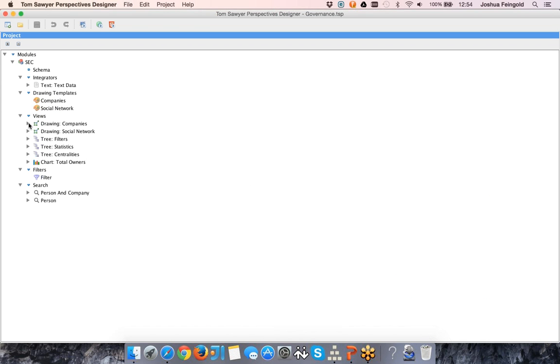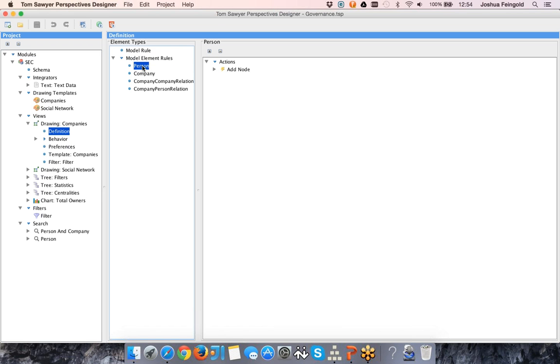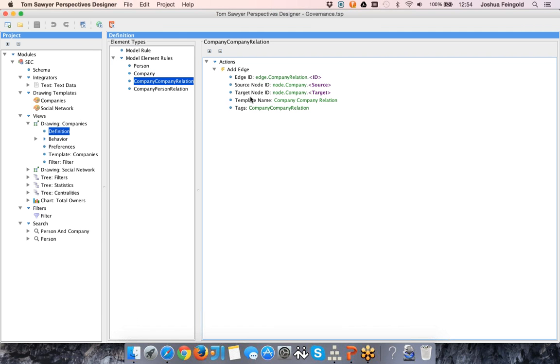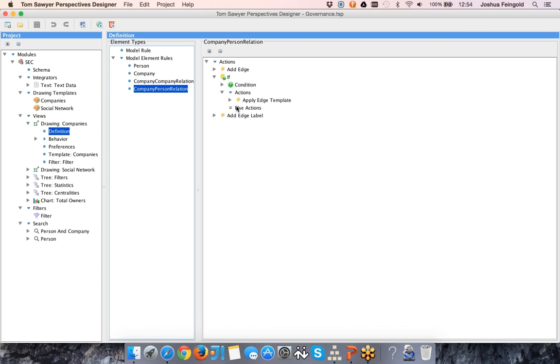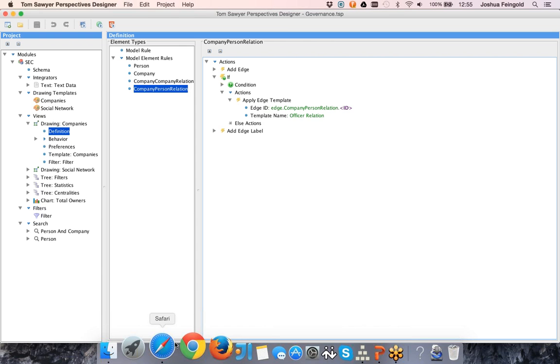We didn't spend a lot of time in Designer, but the reality is that this is a very simple tool to use. So, for example, for every person that I have in my model, I'm going to add a node to the drawing. And for every company that I have in the model, I'm going to add a node to the drawing. And for every relationship that I have, I'm going to add an edge. And for every company to person relationship, I'm going to add an edge. And then I'm going to apply a template based on the general type. So there isn't a lot of knowledge that's required. If you have a huge depth of knowledge, you can definitely utilize all of it. But this is a very simple and user-friendly kind of development environment.